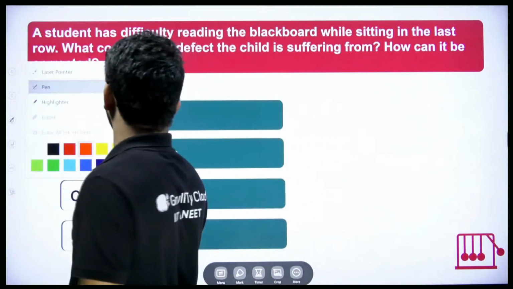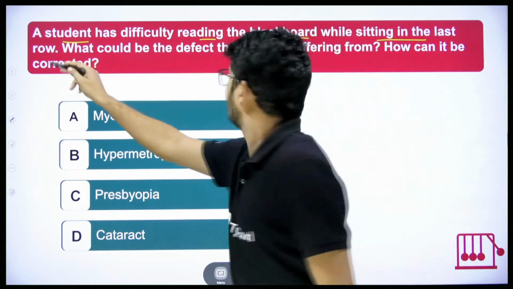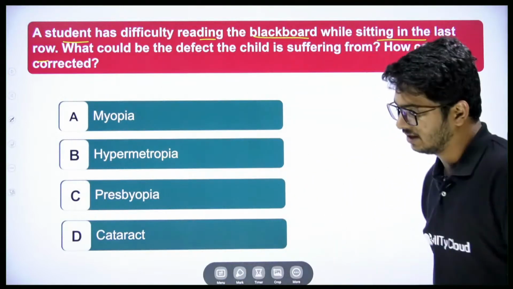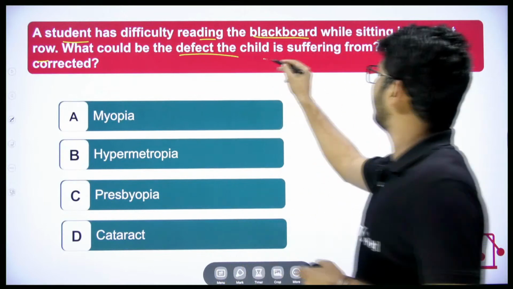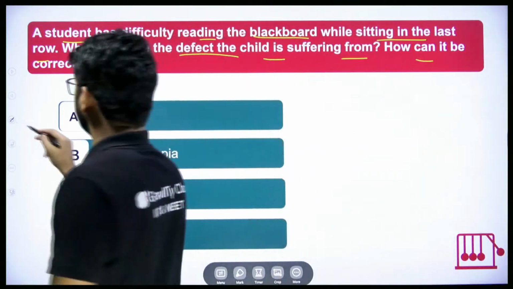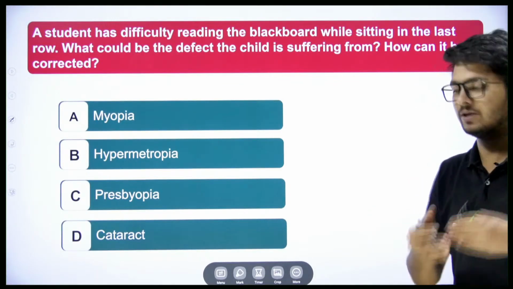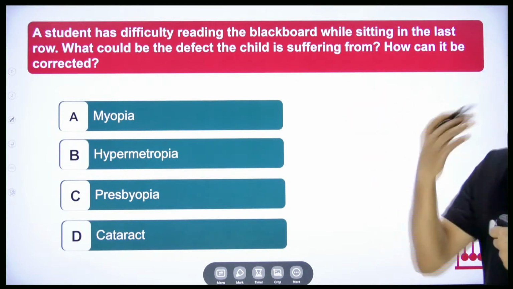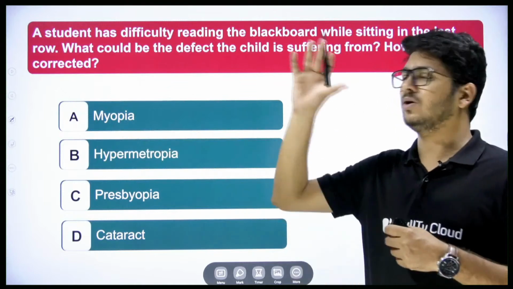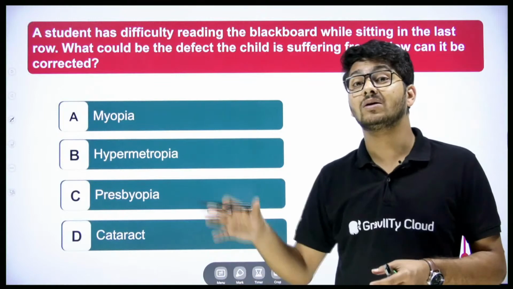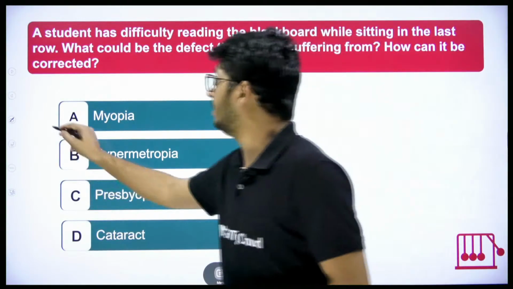What is the problem? A student has difficulty reading the blackboard while sitting in the last row. So in the back bench. He's a backbencher, right? So from the back bench, that student is not able to see the blackboard clearly. What could be the defect the child is suffering from? How can it be corrected? Which defect can it be? That student is sitting in the back bench and is not able to see the blackboard. That means that student is not able to see far distance. Obviously, blackboard will be far. If he or she is not clearly able to see far objects, that defect will be myopia.